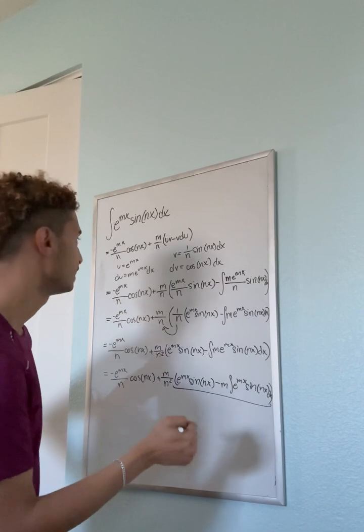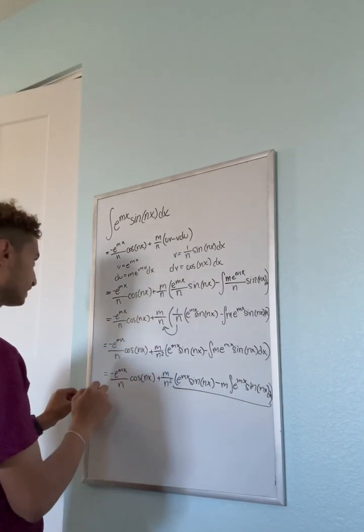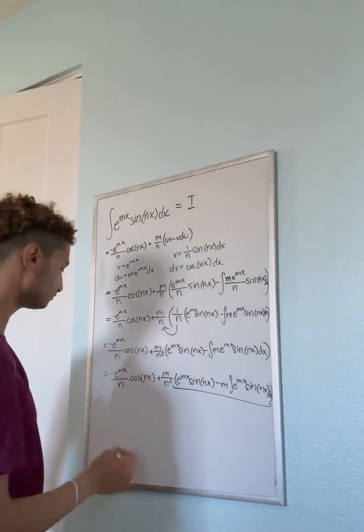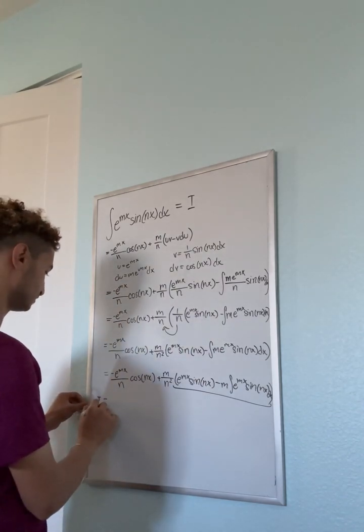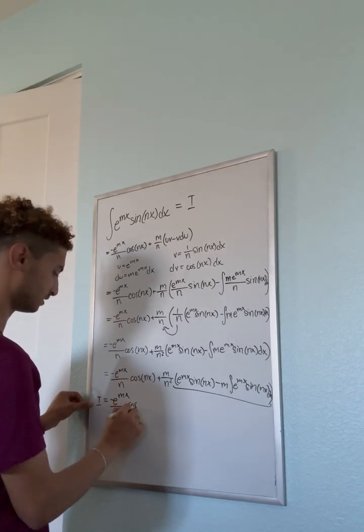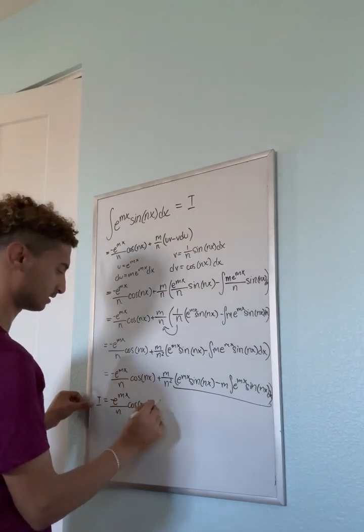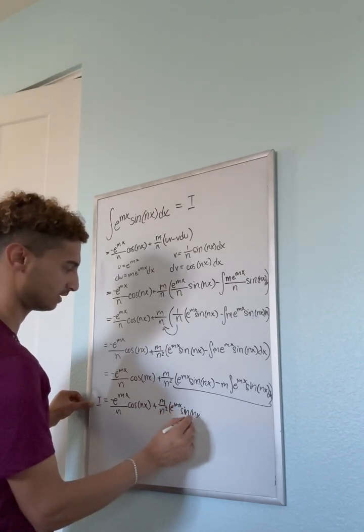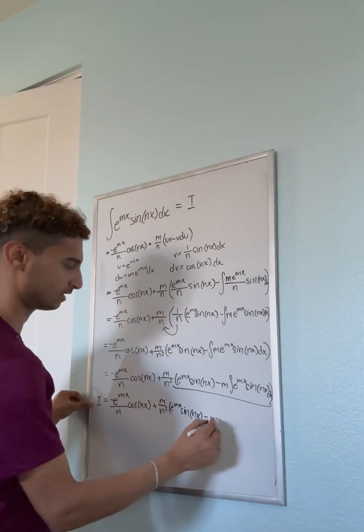Okay, so I see. So if we let our entire integral equal I, then I would have to equal negative e to the power of mx over n times cosine nx plus m over n squared e to the power of mx sine nx minus m.